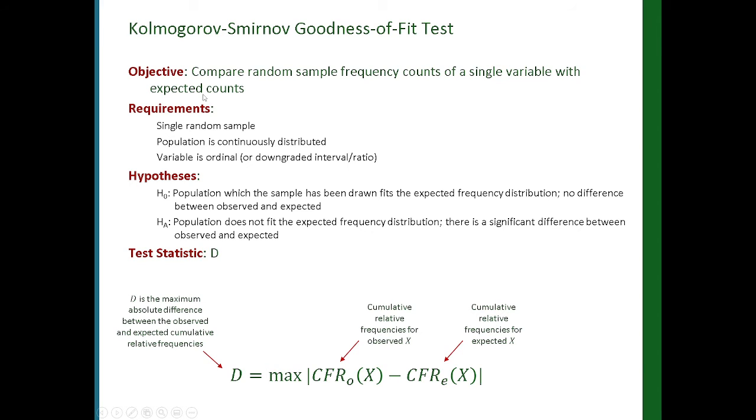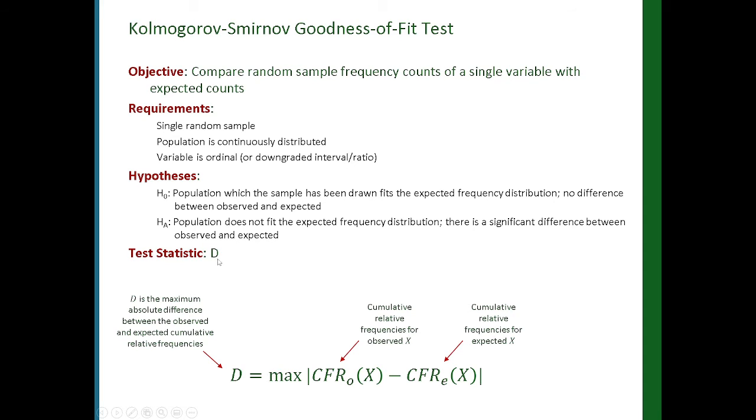But essentially the objective is to see whether a random frequency count sample fits along with an expected count, okay? So we expect that this is randomly sampled data, the population is continuously distributed, and the variable is ordinal. So you might have to downgrade from interval or ratio data into ordinal. The null hypothesis would be that the sample is the same as the expected count, so there's no difference, whereas the alternative hypothesis would be that there's a significant difference from the expected frequency count, and therefore, for example, it would demonstrate that the data don't conform to the normal Gaussian distribution assumptions.